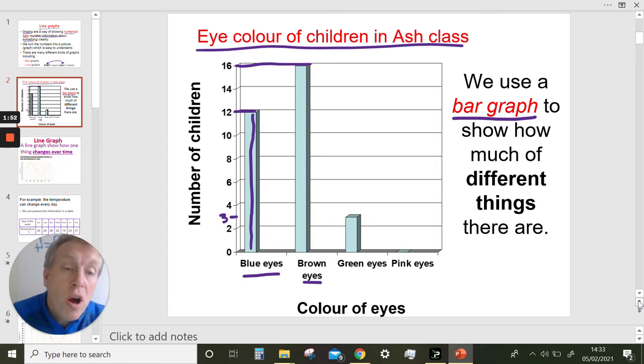But we use a bar graph when we are counting different things. Blue eyes are different to brown eyes, are different to green eyes. They are different. They don't change over the course of your life. We're not like husky dogs or wolves.